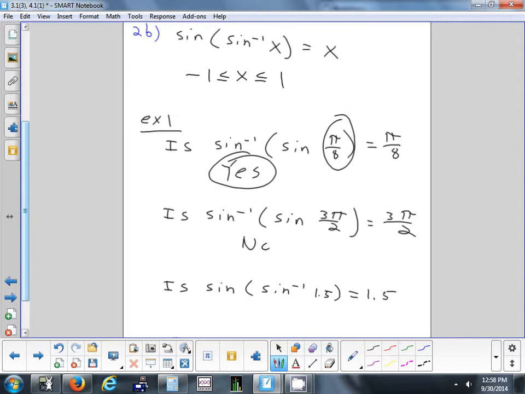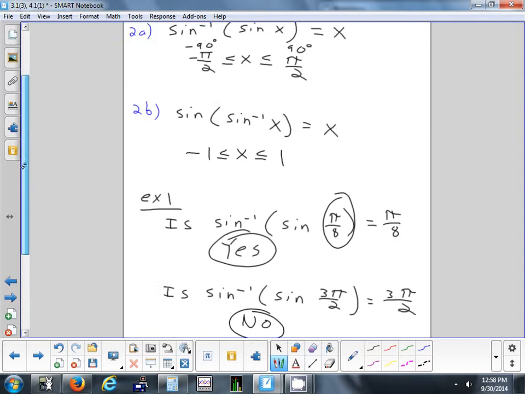Are these formulas for next week? Nope, these are new formulas for today.